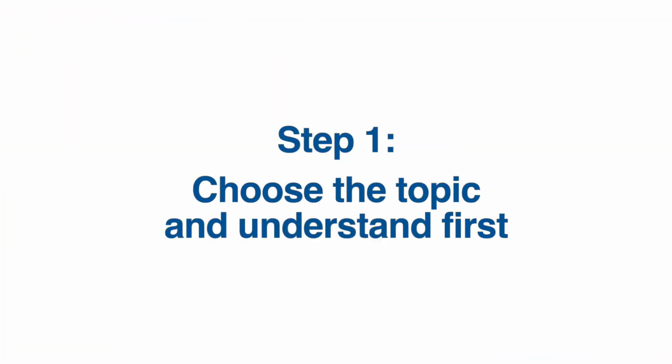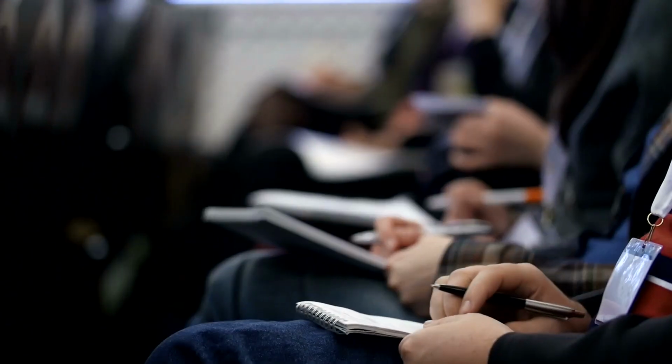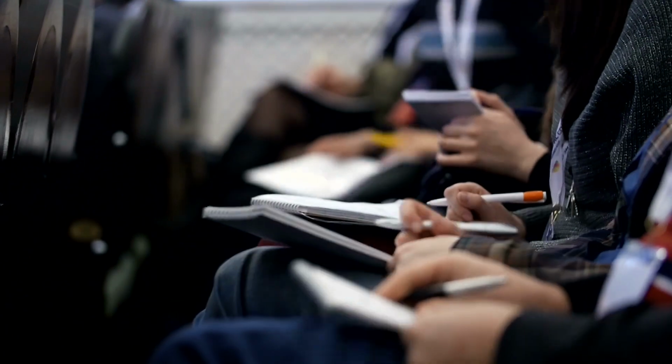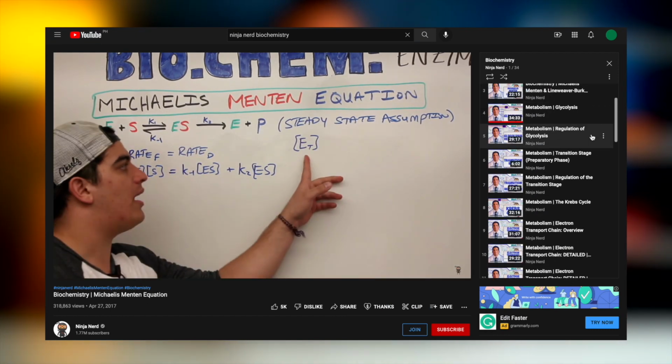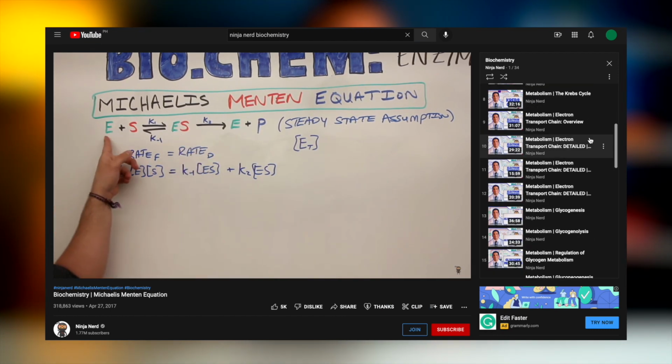Now, step 1 is to choose a topic and understand it first. It goes without saying that before you try and explain a complex topic in simpler terms, you have to understand the study material first. And understanding a complex topic means reading and studying your handouts or textbook. But if you feel stuck and you can't seem to understand the words in your book, you can try to watch YouTube videos first that explain the topic, like for example Ninja Nerd, which has videos on almost every medical topic that you will probably find difficult to understand on your first reading. So it's good to check that out.